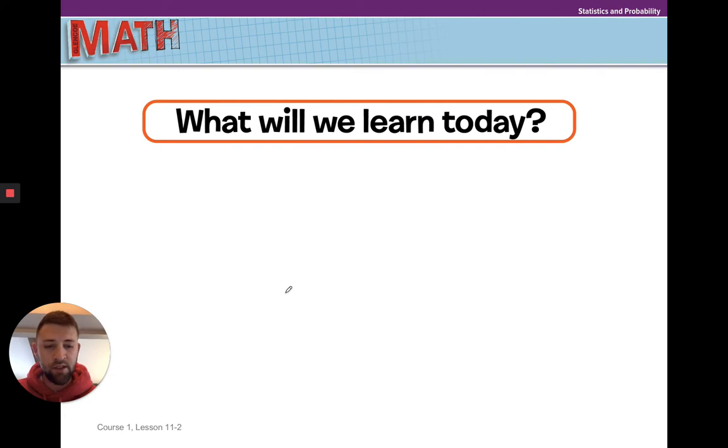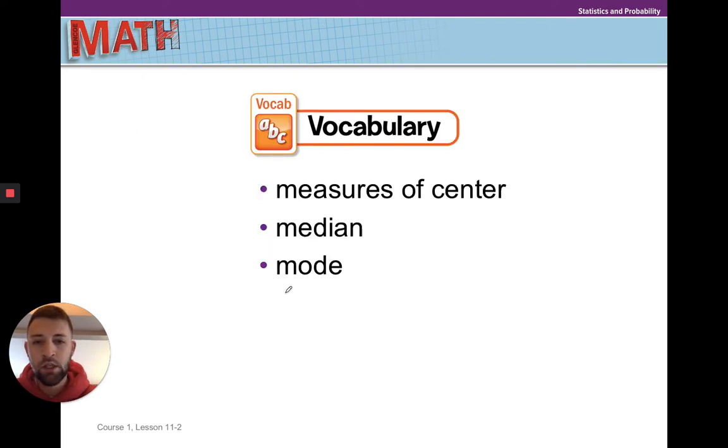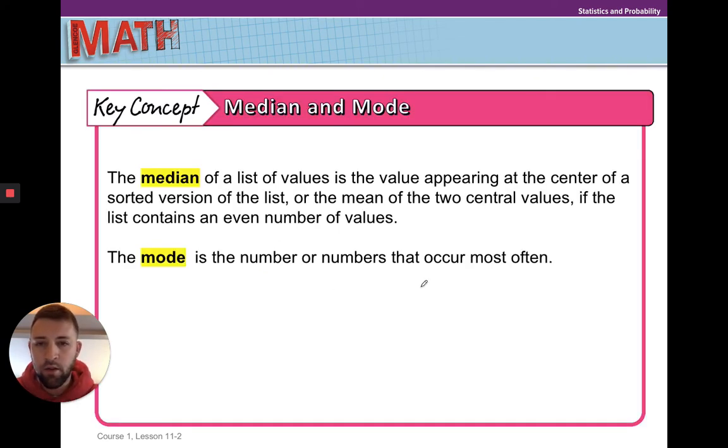We're going to move on to the second part of this, which is the median and the mode. Okay, median and the mode. So we have mean, which is the one we just figured out. We have median, and then we have mode. They all start with M's. You need to know measures of center, median, and mode. We'll talk about what they are, and here they are.